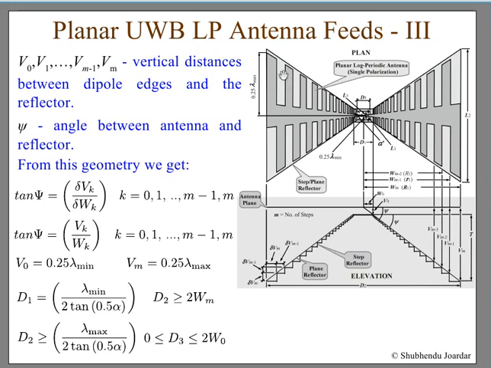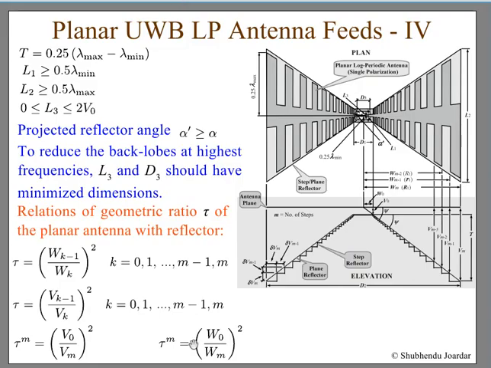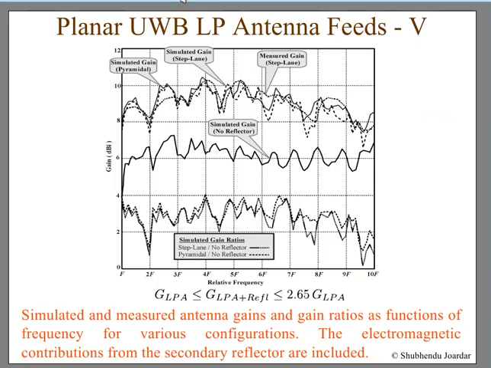And this is for one polarization. I have given all the formulas here, how to calculate all of this. And these are all geometrical relationships related to the dimensions of this reflector related to the antenna dimension. And finally, this is the tau relationship. And here are the experimental and theoretical values.